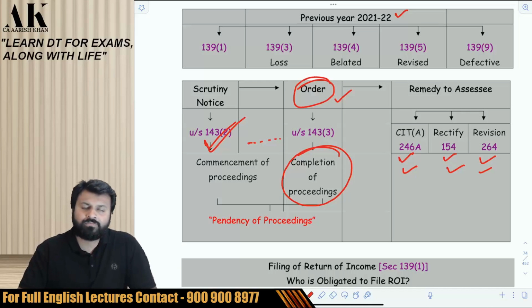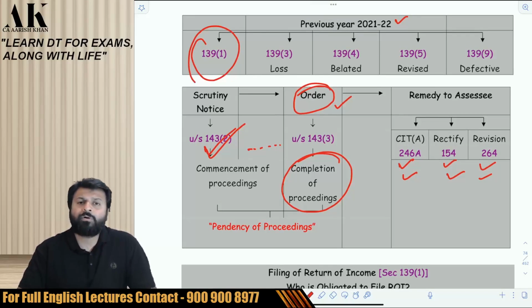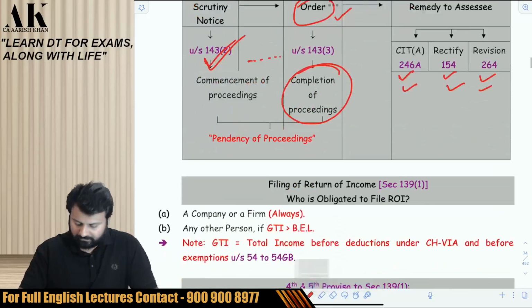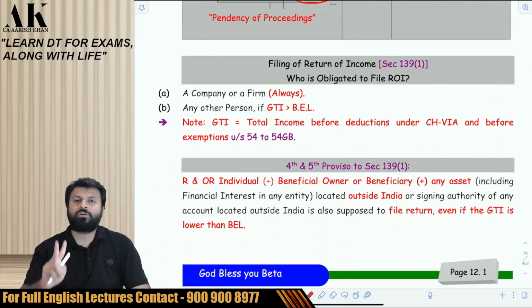So today, the first thing which we want to revise is 139(1). Let us talk about 139(1) today. All of you, pay attention please. This is what 139(1) is all about. This section talks about two aspects.